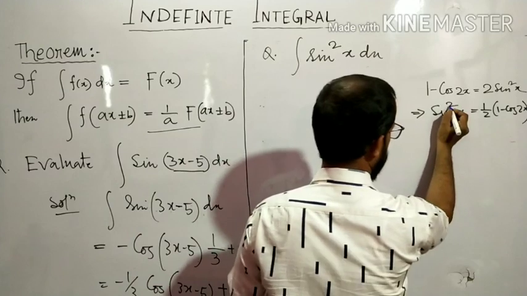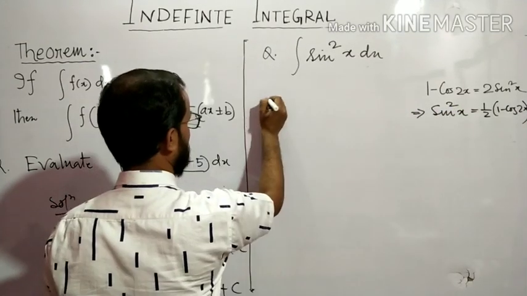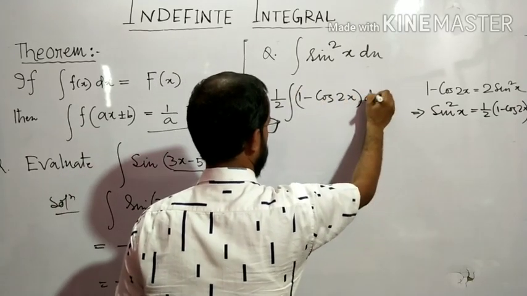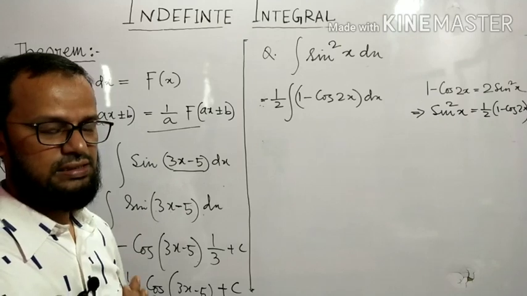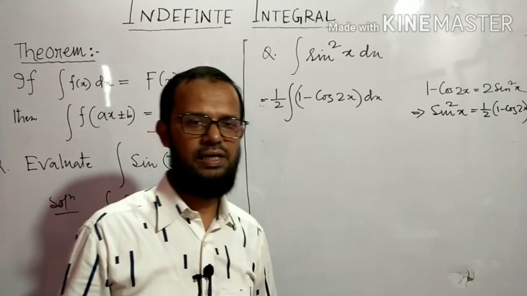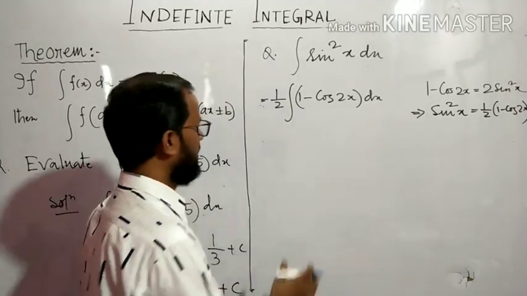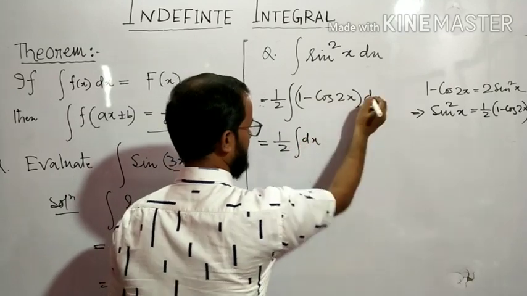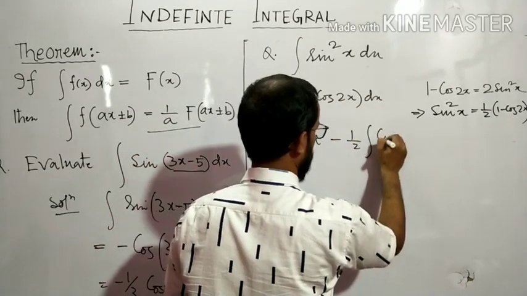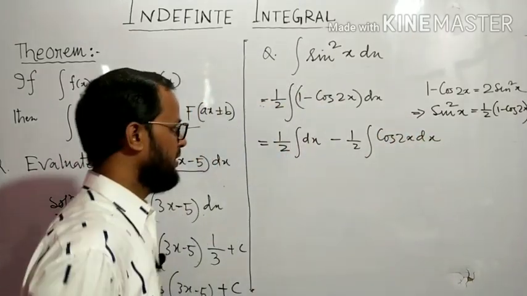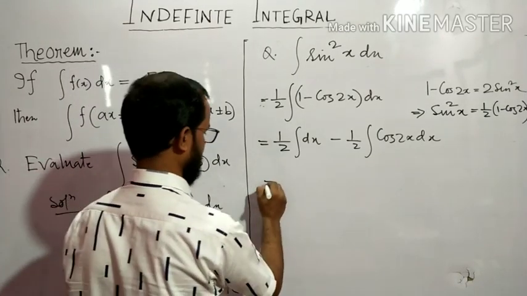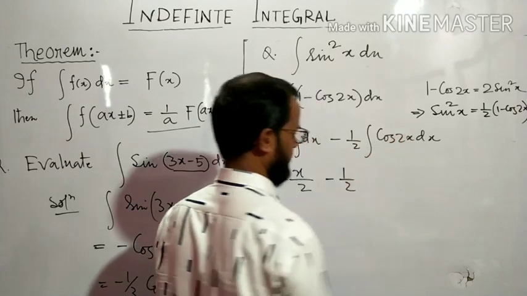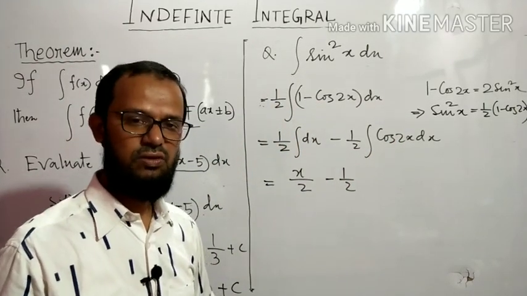Now see, this was a quadratic term, this is a linear term. Ultimately we can write half outside, into the integral of 1 minus cos 2x dx. Now you know the integral can be separated, like differentiation of a function, where the sum or difference of two functions can be separated. Likewise the integral can also be separated. So it can be written as half into the integration of dx, minus half into the integration of cos 2x dx. The integration of dx is x, so the result will be x by 2, why x I will explain. And the integration of cos x is sin x, so cos 2x will give sin 2x.